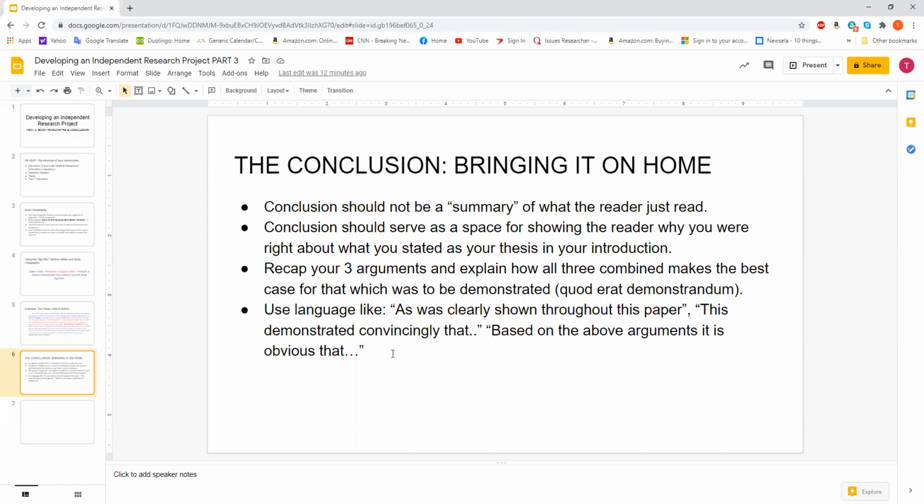So that, in a nutshell, is how to write the body paragraphs and your conclusion. Use this information to finish up your paper.